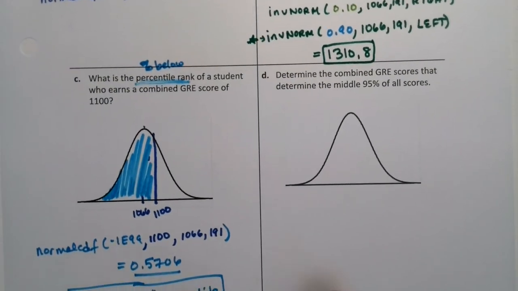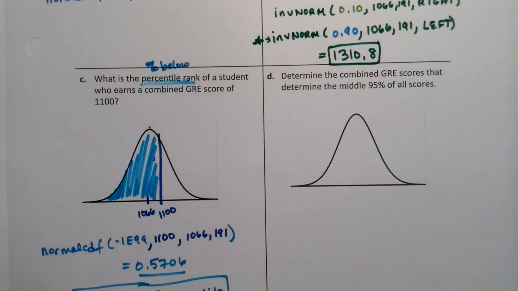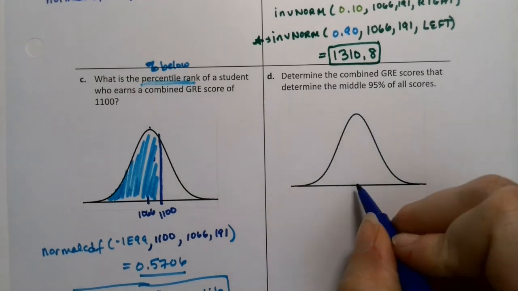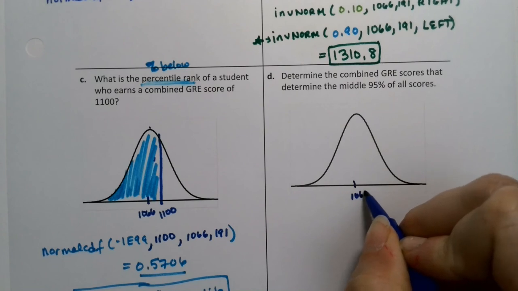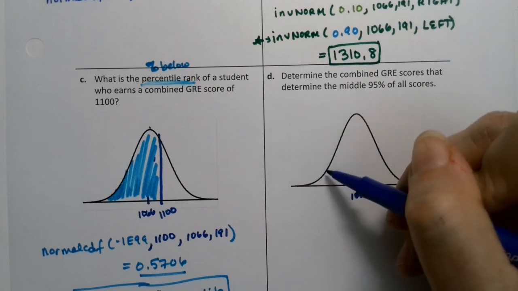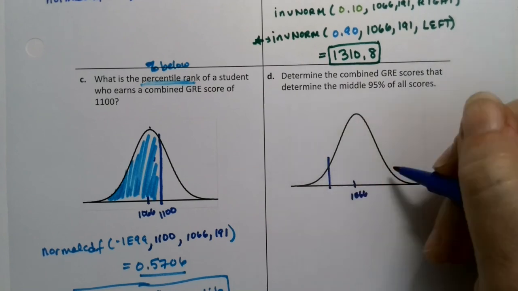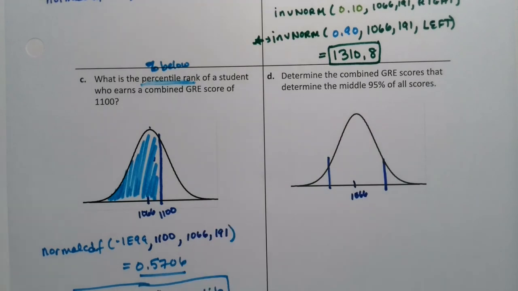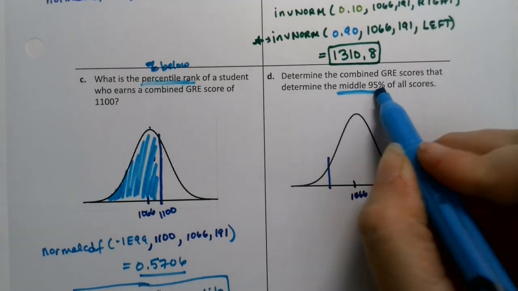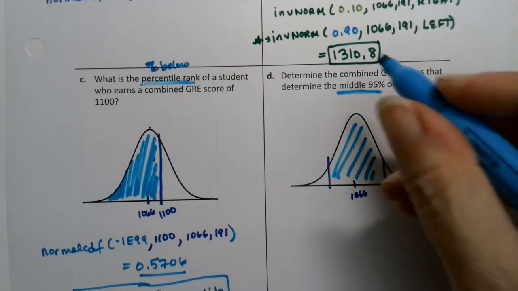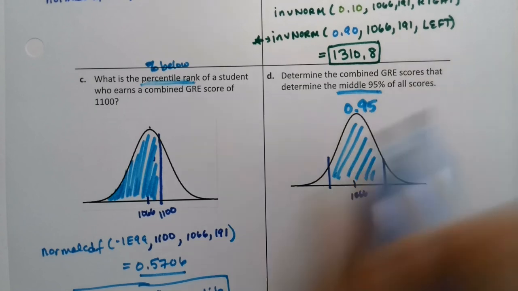All right, last one. Ooh, another middle one. Those are the tough ones. Okay, so the center is 1066, and then we have two values that cut off the middle 95%. See it? So this area right here in the middle is 0.95.